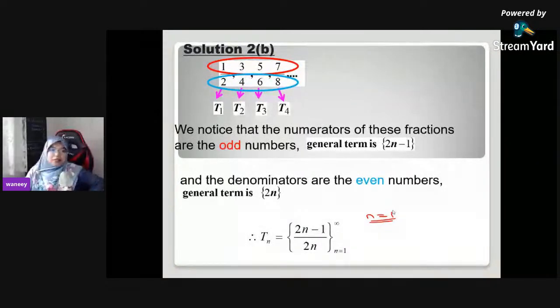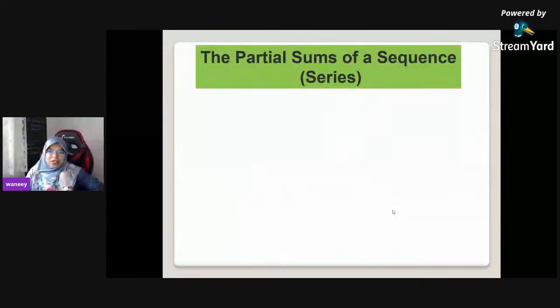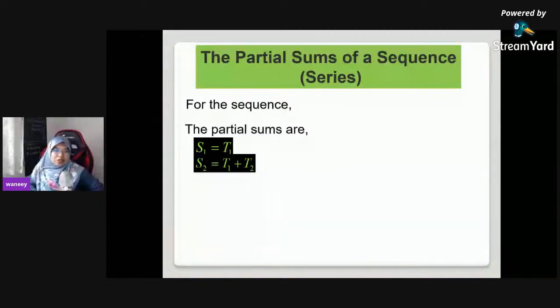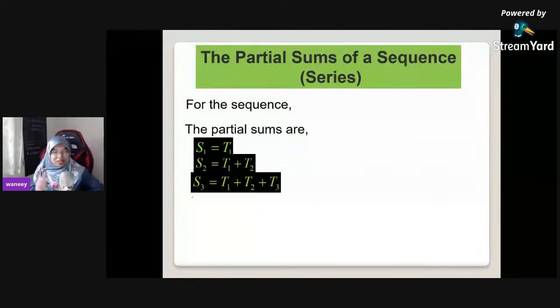Okay, next. The partial sum of a sequence. For the sequence, if you want to find the sum of the first term, that is simply the first term. If you want to find the sum of the first two terms, that is the first term plus the second term. If you have the sum of the first three terms, then it will be the first term plus the second term plus the third term.